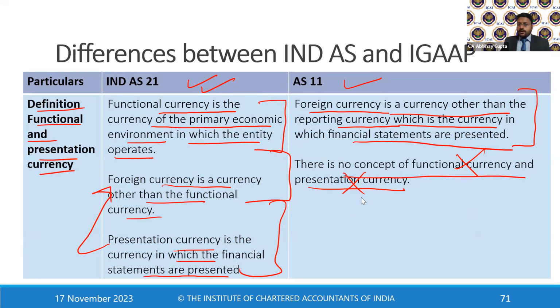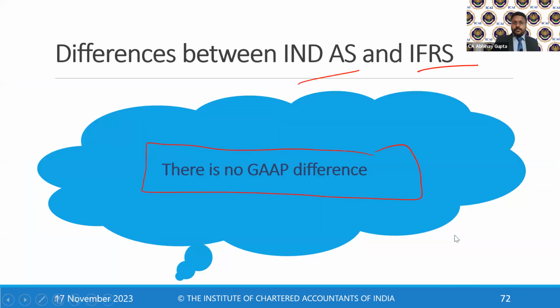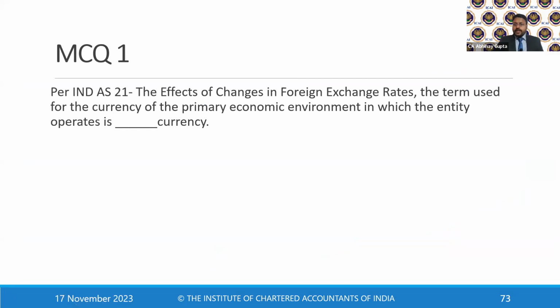So as we have talked about, there are certain gap differences between the Ind AS and the corresponding Indian GAAP AS 11, and there are as such no differences between the Ind AS and IFRS series. Now let's try our hands on some important MCQs that we have on this standard.